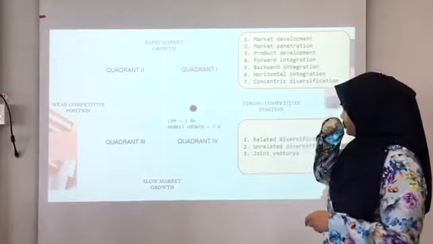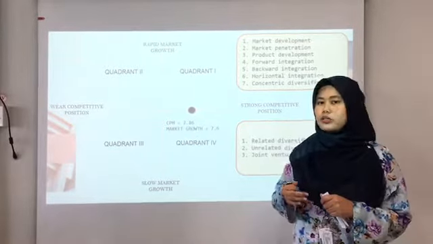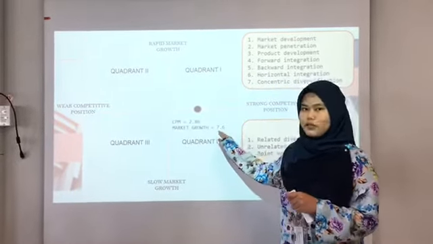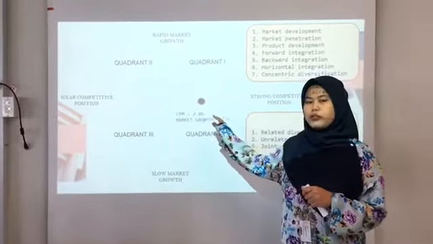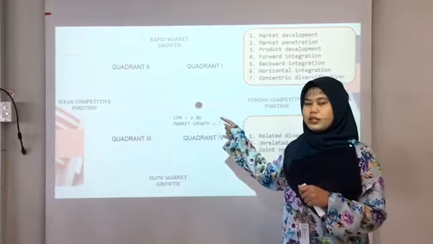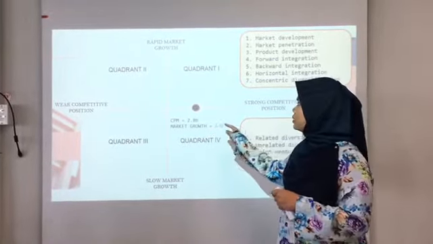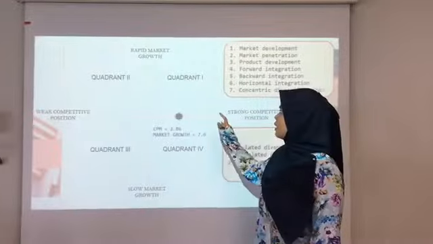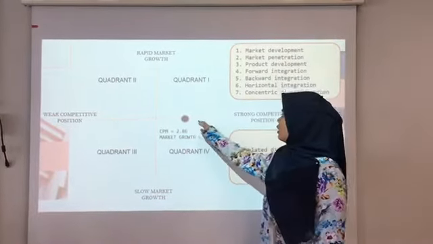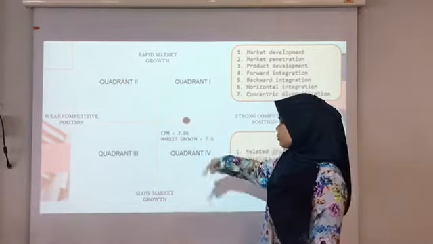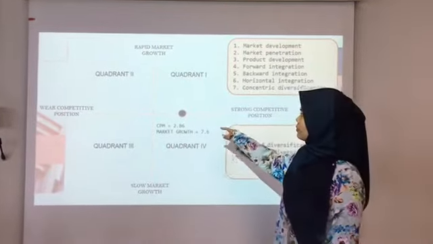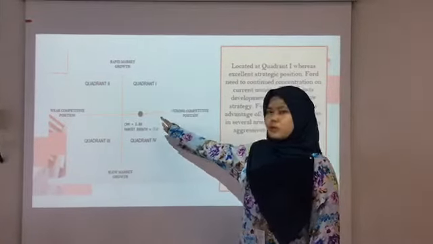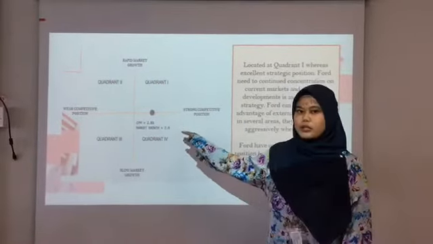So, based on our calculation, we get a market growth of 7.6, and the CPM we got from the input stage and the critical success factors is 2.86. So this is our last outcome, located in quadrant 1, where the CPM is 2.86 and market growth is 7.6.